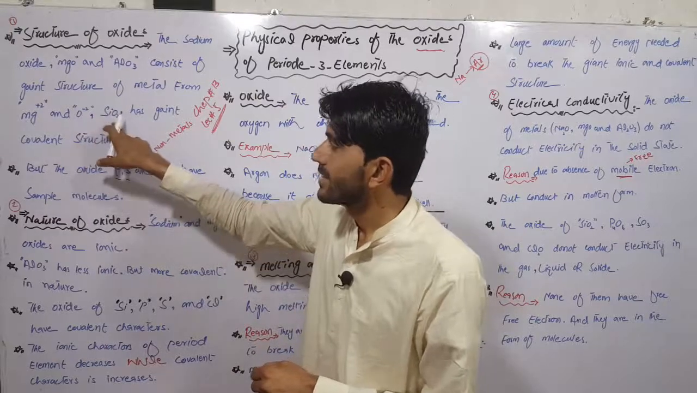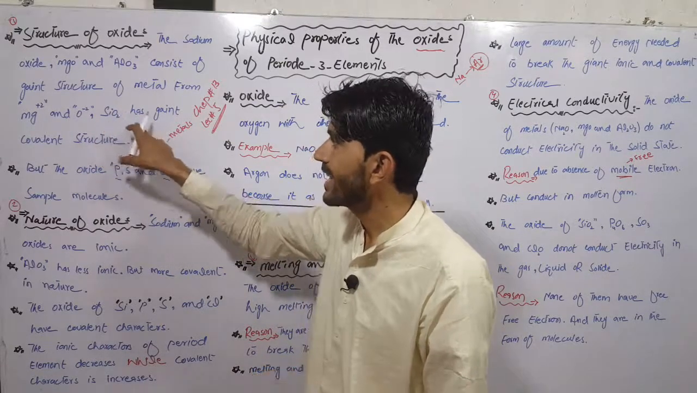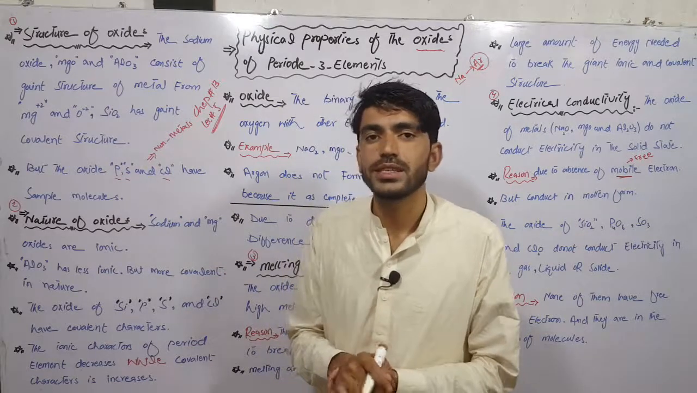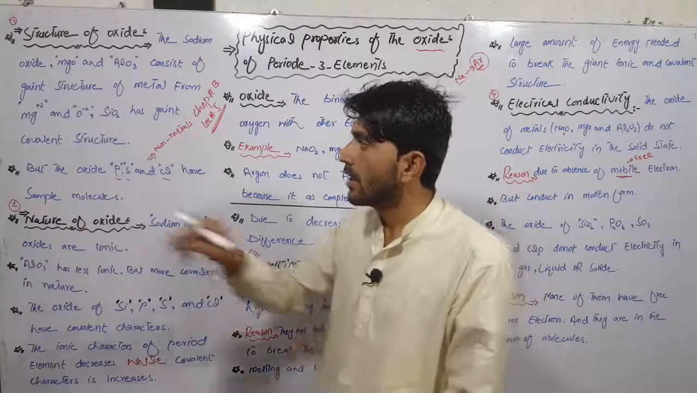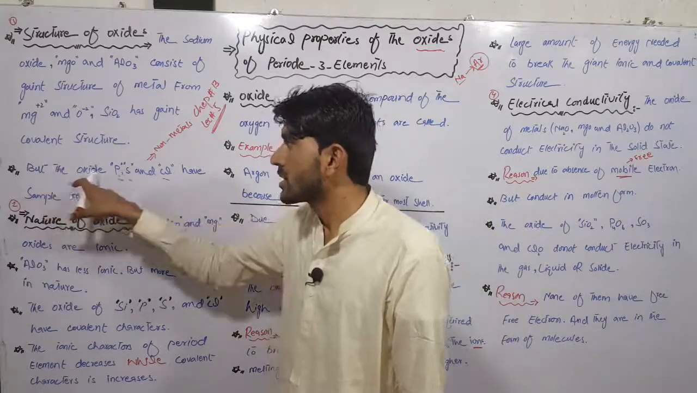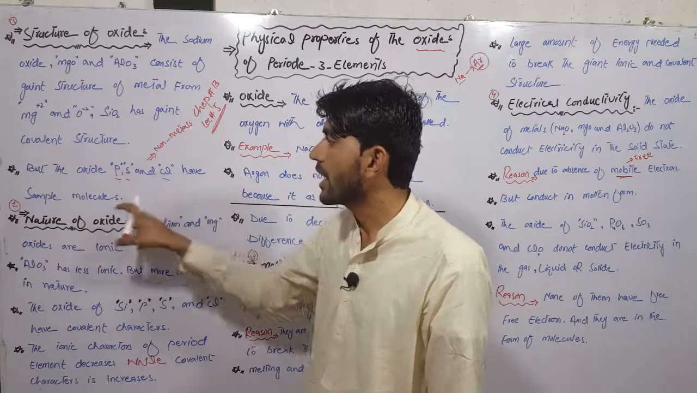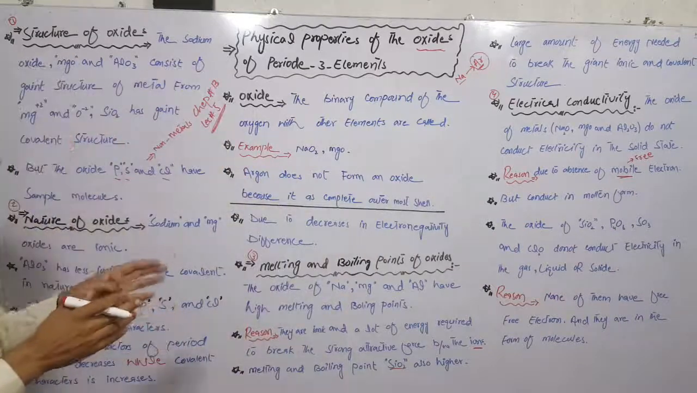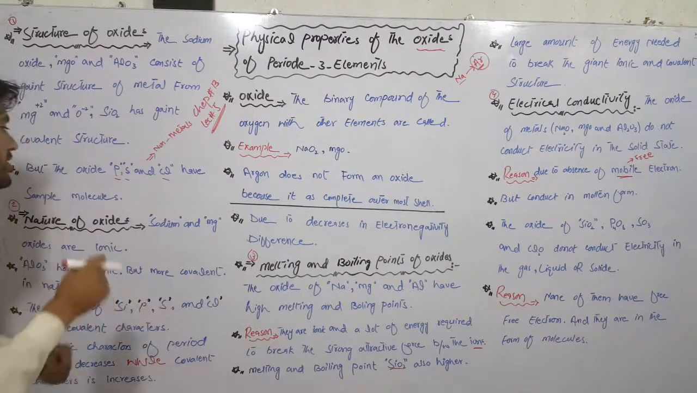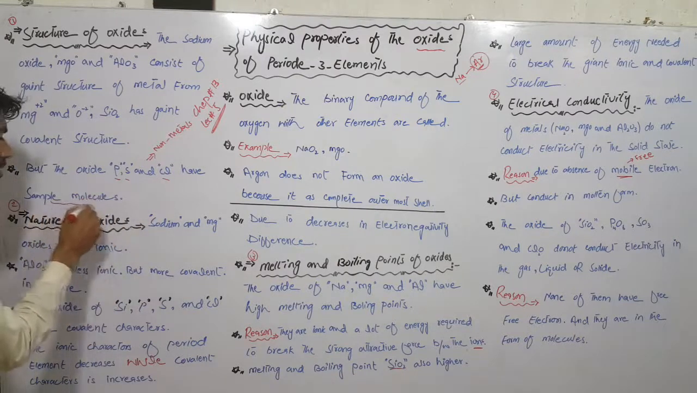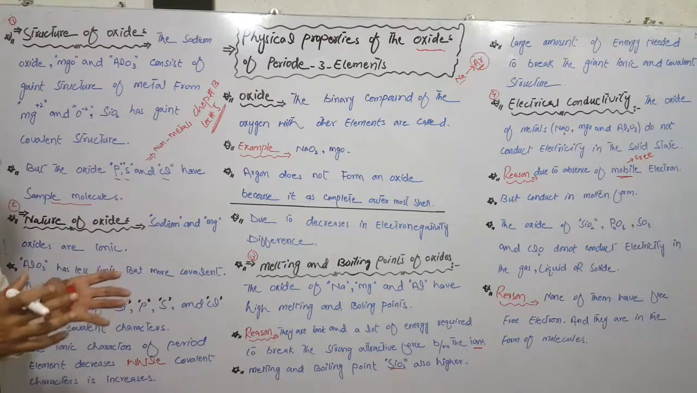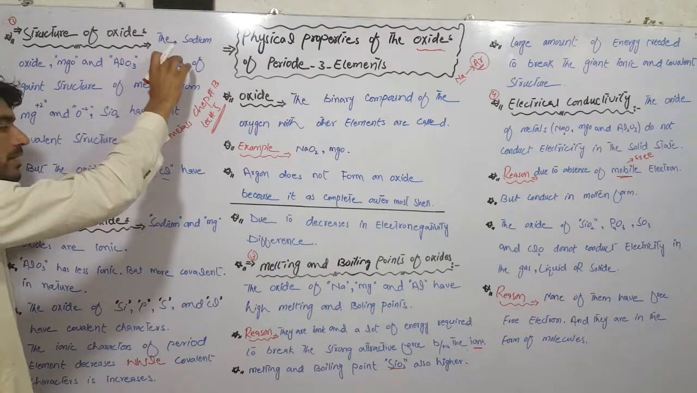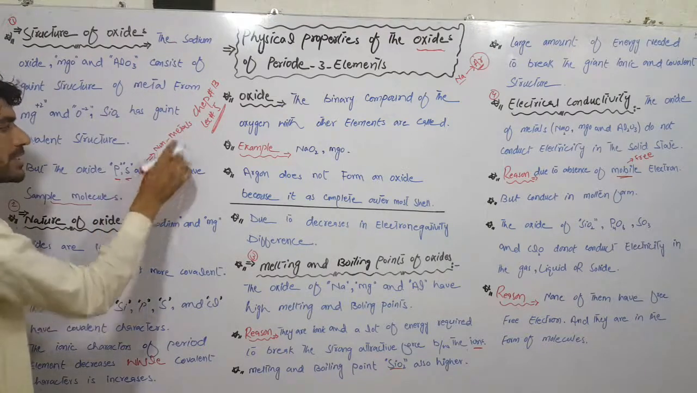Second, silicon oxide or silicon dioxide has a giant covalent structure. It has a mostly covalent structure, but in some cases a giant covalent structure. Next point, the oxides of phosphorus, sulfur and chlorine have simple molecules. Whenever these 3 elements combine with oxygen, they make simple molecules. There they make complex structures, but here they make simple molecules. Here sodium, magnesium and aluminum are metals, but sulfur, phosphorus and chlorine are non-metals.